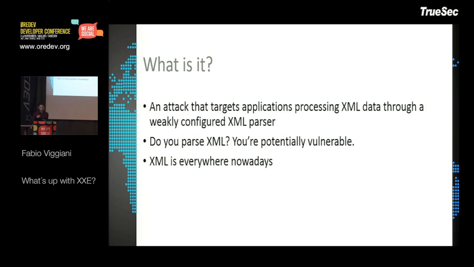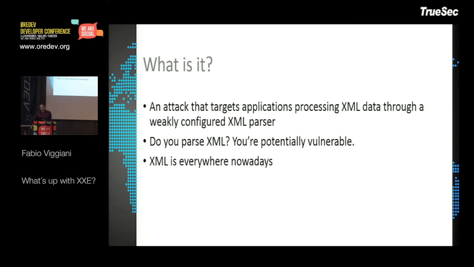So how does it work? Well, it's an attack that targets applications that are parsing XML data in some way. And the parser used to parse that data is not configured properly from a security perspective. So basically, any application that parses XML is potentially vulnerable to this type of attack. And well, we have a lot of XML around nowadays, in web services or directly from clients talking to servers.